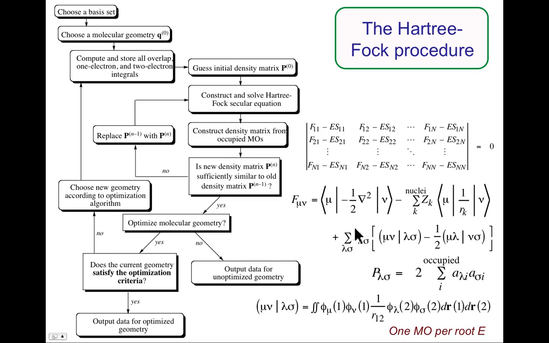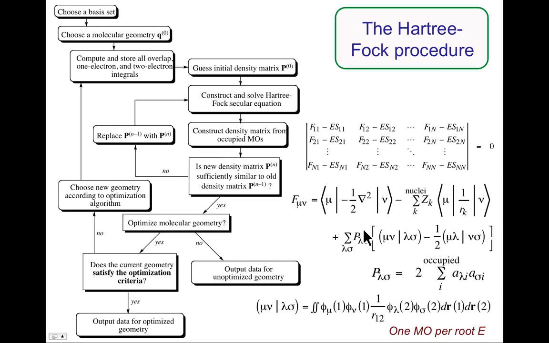The one thing I don't know is the density matrix, because I don't know the coefficients. So I can guess an initial density matrix. It shouldn't be random, probably, but it could be very crude. My guess could simply be: I've got n basis functions and I have 26 electrons, so I'll just fill the first 13 basis functions with two electrons. That's probably a pretty stupid way to do it, but it would be an option. Alternatively, you can try to use maybe Huckel theory to make a guess, for example. But electronic structure programs have ways to do that.